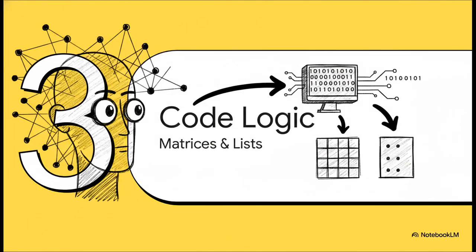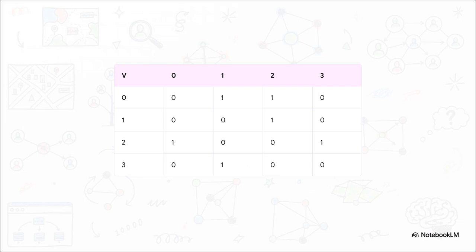Code logic, matrices, and lists. This actually brings up a major problem. How do we teach a completely blindfolded computer to understand these sprawling visuals? Well, the first method is the adjacency matrix. We list our vertices on the rows and again on the columns. To tell the computer an edge exists between vertex 0 and 1, we just drop a 1 in that cell. If there's no connection, we leave a 0. It's basically just a massive spreadsheet of true or false check marks.